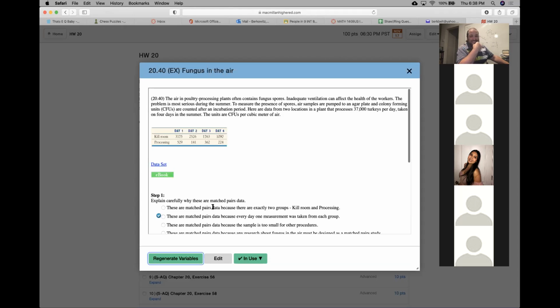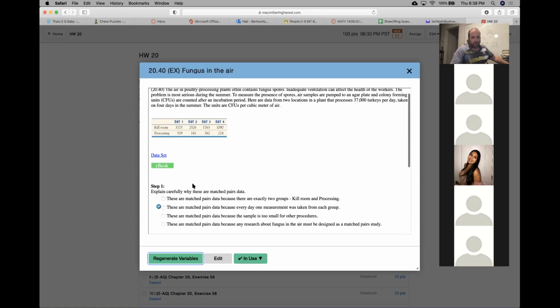The plant processes 37,000 turkeys per day, taken on 4 days in the summer. The units are CFUs per cubic foot. So we have day 1, day 2, day 3, day 4, and we have the two locations. Explain carefully why these are matched pair data. So you were okay with that part, right? Or was that your question? Okay, so you're okay with that one.